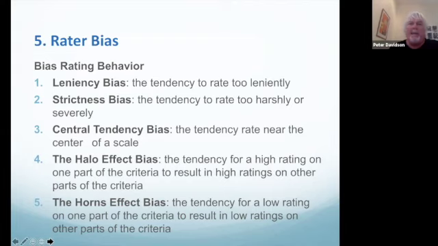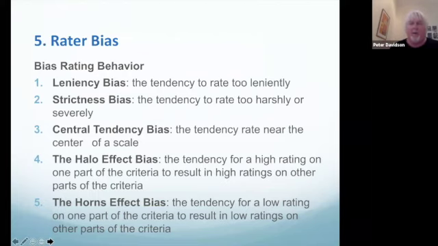First of all, there's leniency bias, and that's where you tend to rate too leniently. You rate too high. You're always rating high, okay? The opposite of that is strictness bias. You rate too harshly. And I'm the second one. I always rate too harshly. The good thing is I'm consistent. I rate consistently too high. So that's good, because you want to be consistent.